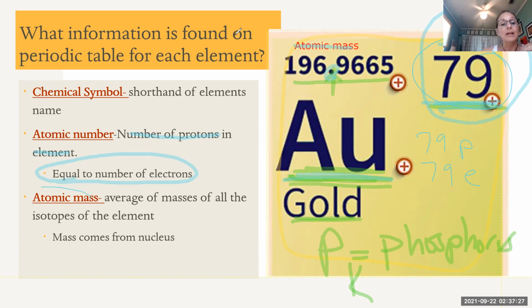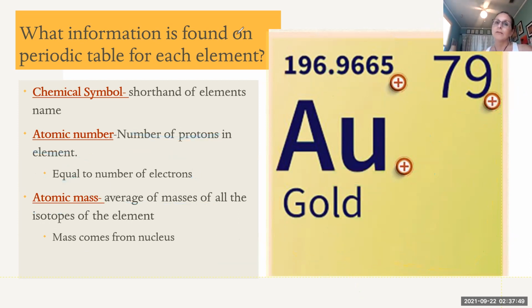Now, the atomic mass is the average masses of all the isotopes of the element. We're going to talk about isotopes in the next slide, but basically most of the mass of your element comes from the nucleus, and it comes from the arrangement of the neutrons and the protons together, okay? So this is what we're going to be talking about on the next slide.